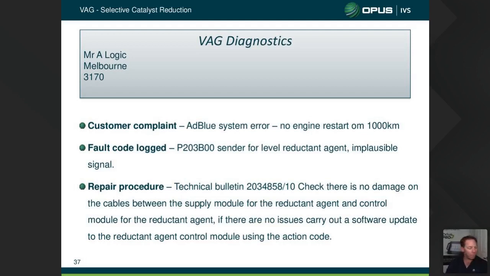Now, there is a tech bulletin to fix that. So I don't know if anyone's come across this before, but there's the tech bulletin number. Now, if you download this presentation, you'll actually have a copy of that, and then you can look that tech bulletin up on the web. Check there's no damage on the cables between the supply module for the reductant agent and control module for the reductant agent. If there are no issues, carry out a software update to the reductant agent control module using whatever code they give you. So pretty basic, that one.